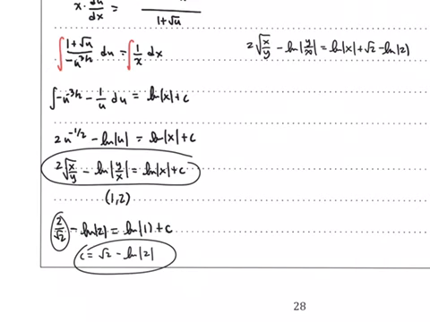A little bit of work, but I want to set this in a form where it's equal to 0. So that would be 2 root x over y minus ln y over x minus ln of x minus root 2 plus ln of 2.